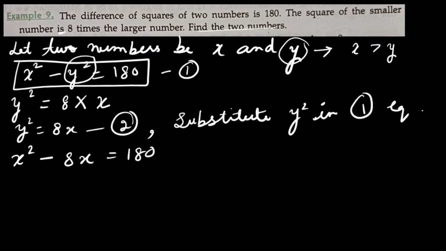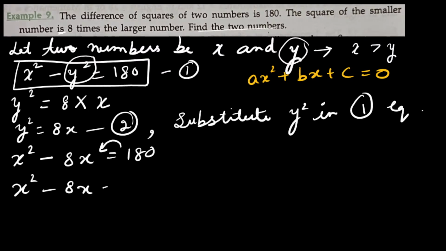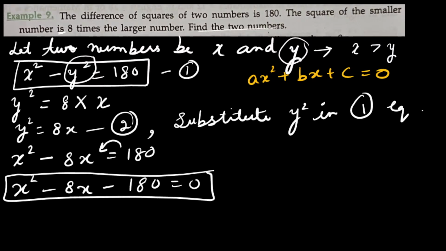And now, because the standard form of a quadratic equation is ax square plus bx plus c equals 0, I'll write the equation in standard form by shifting 180 to this side. So x square minus 8x minus 180 is equal to 0. This is the required quadratic equation. X square minus 8x minus 180 is the required quadratic equation.